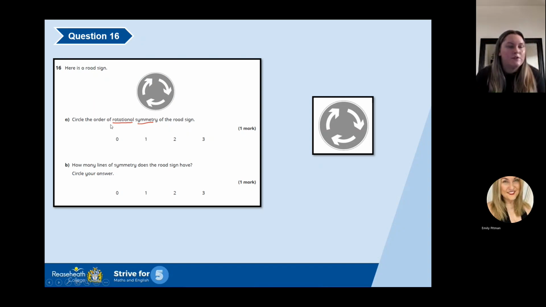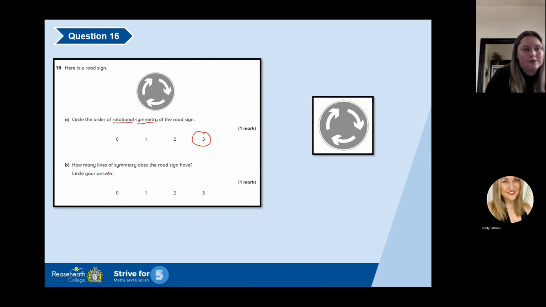So in the rotational symmetry, that is us turning the sign round. So if you picked the piece of paper up and you turned it round, how many times would it look the same? So this has 3 arrows. So that's going to give me a big hint that the rotational symmetry is probably going to be 3, because if I turn it round, every time that arrow's at the bottom, it's going to look exactly the same.